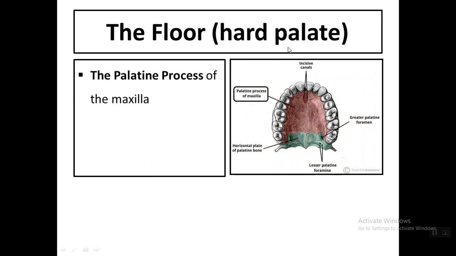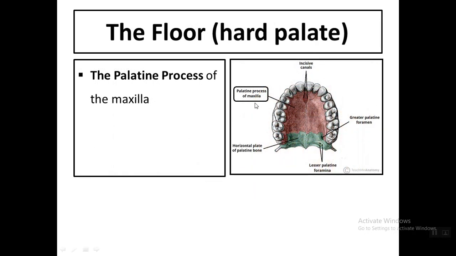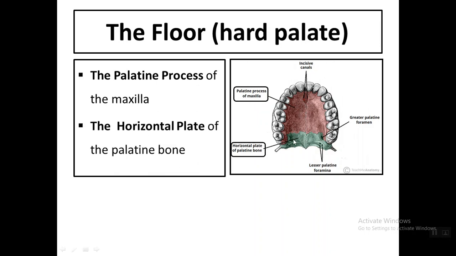The floor of the nasal cavity is formed by the hard palate. As we know, the hard palate is formed anteriorly by the palatine process of the maxilla and posteriorly by the horizontal plate of the palatine bone.